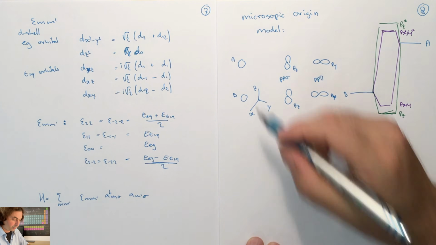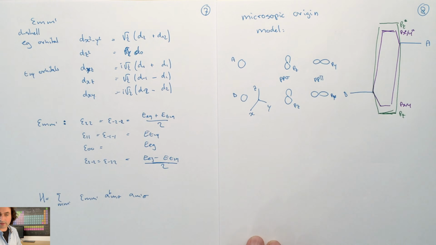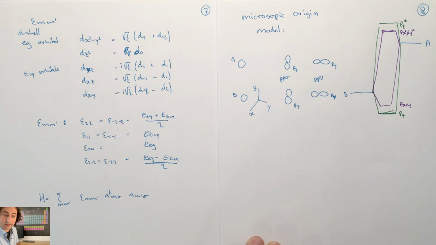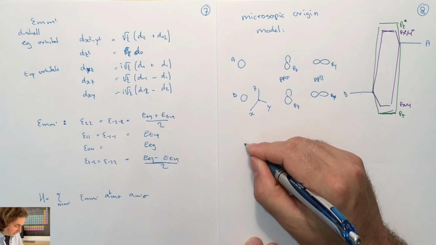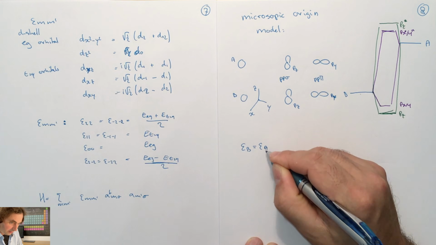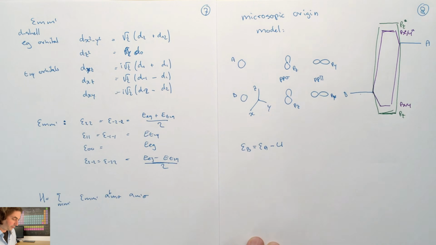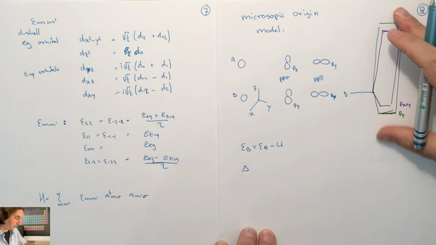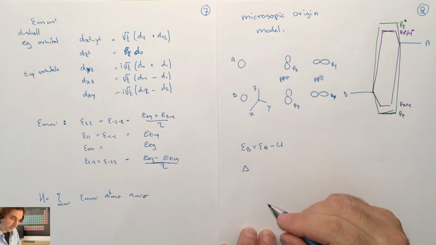Now if I assume that atom A and atom B are the same, then the energy it costs to move an electron from B to A is a charge fluctuation, so epsilon B is epsilon A minus U. So that's the energy difference that we have here. And of course, if they are different atoms, that energy difference might be different.